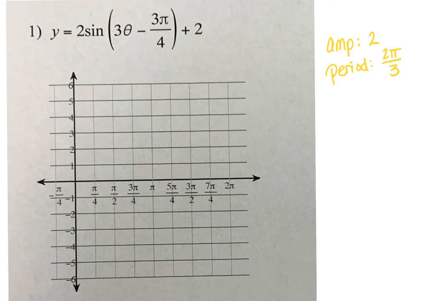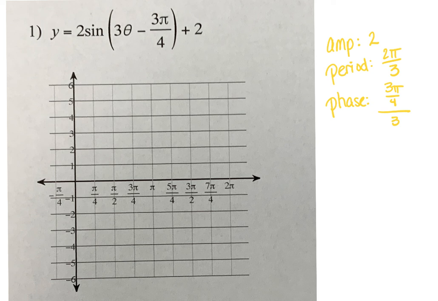All right, so then we have phase shift. Phase is negative C over B. So C is what? C is negative 3 pi over 4. So it's going to be positive 3 pi over 4, correct? All over my B. What is my B? 3. This is just division of fractions.